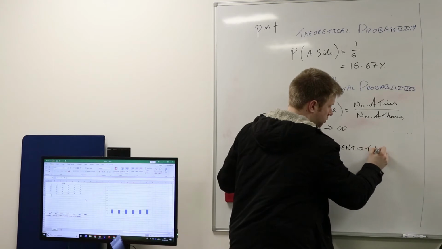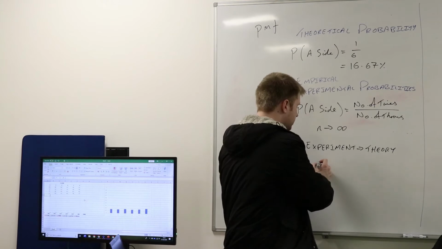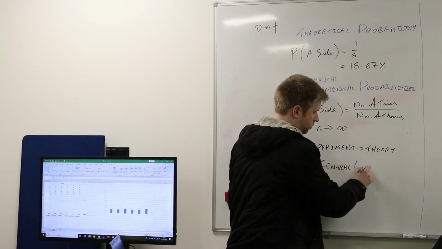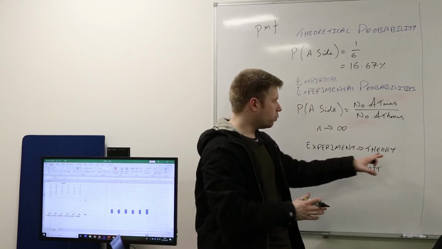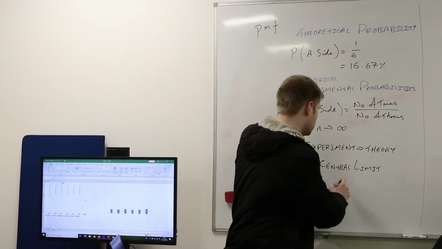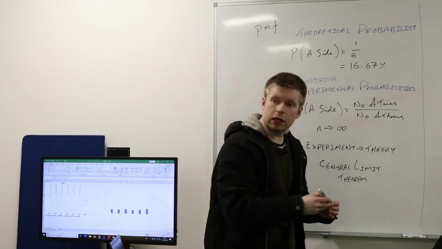Okay? Now, this is a really central idea. We will meet it again. It's something called the central limit theorem. It simply says that as you increase your sample size, the experiment will approach what's actually happening at the true population level, the true theoretical level. So the central limit theorem. Is that okay with everyone?